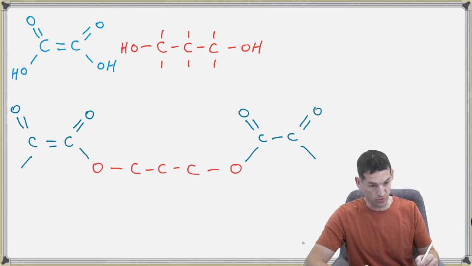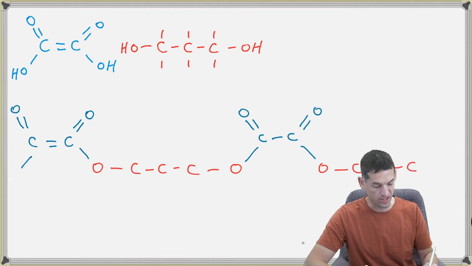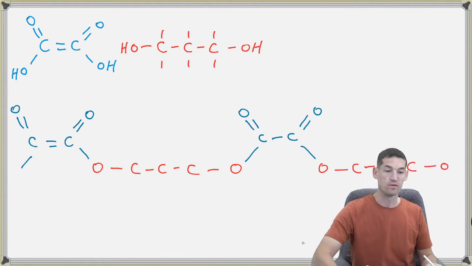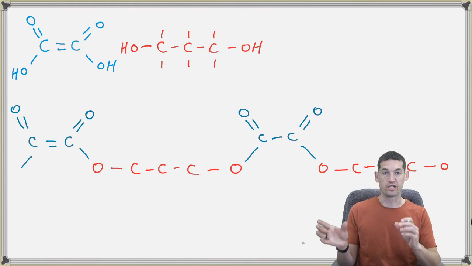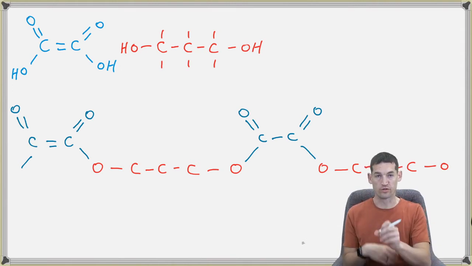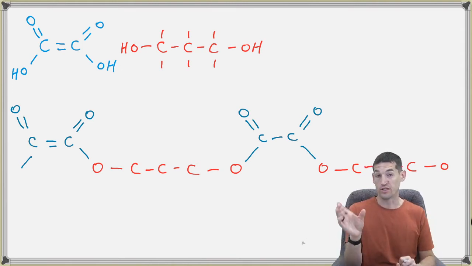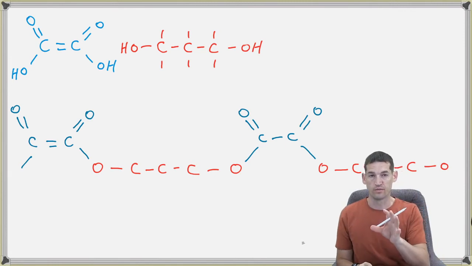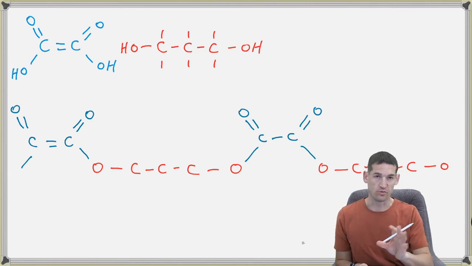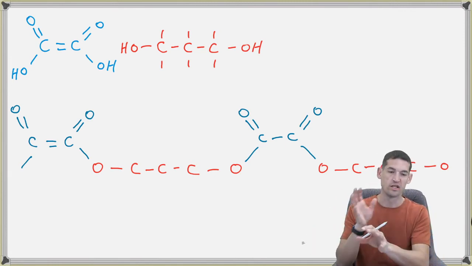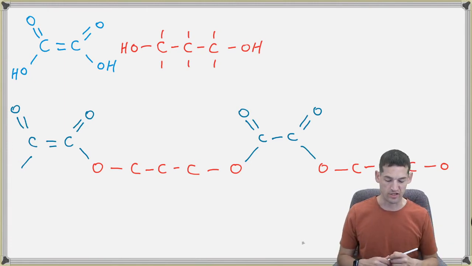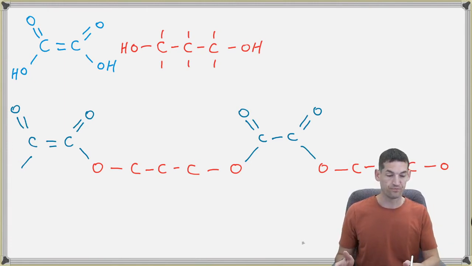And this chain would just keep repeating like this. But instead of just having the one monomer, it's alternating from one monomer to the other. So alcohol, diol, and then to a dicarboxylic acid. Don't worry about that. You don't have to ever name it, but it's just those two pieces alternating together. So those are the condensation polymerizations.